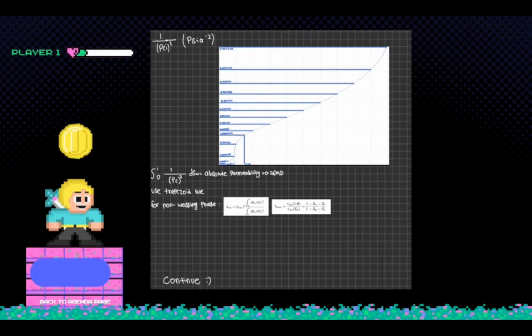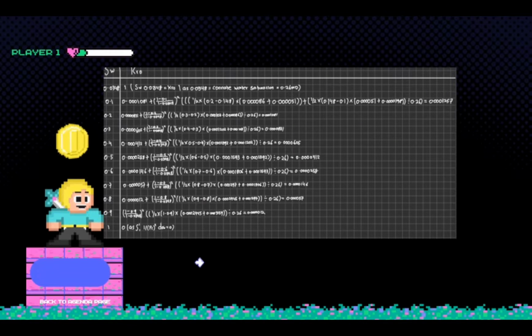So we repeated the same process, but now for the non-wetting phase, or relative oil permeability. We started from water saturation of 1 and then 0.9, 0.8, 0.7 until 0.0348, and the order is from down to up.